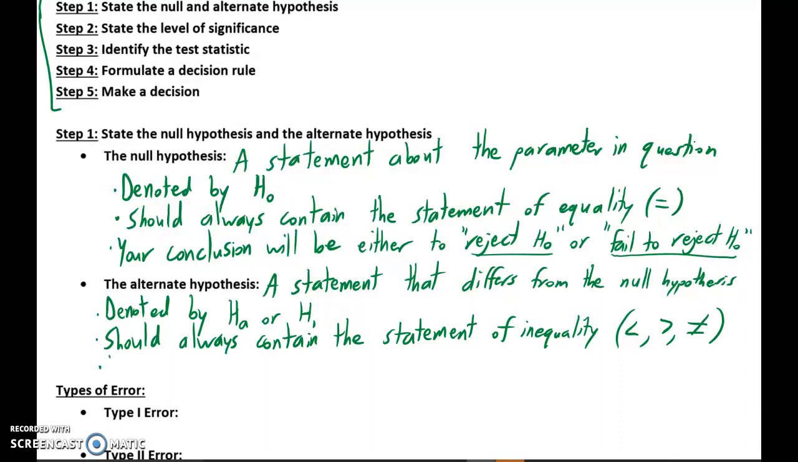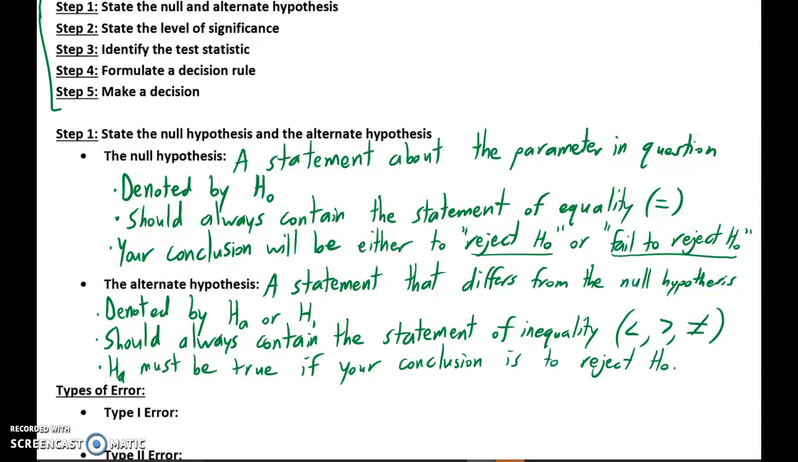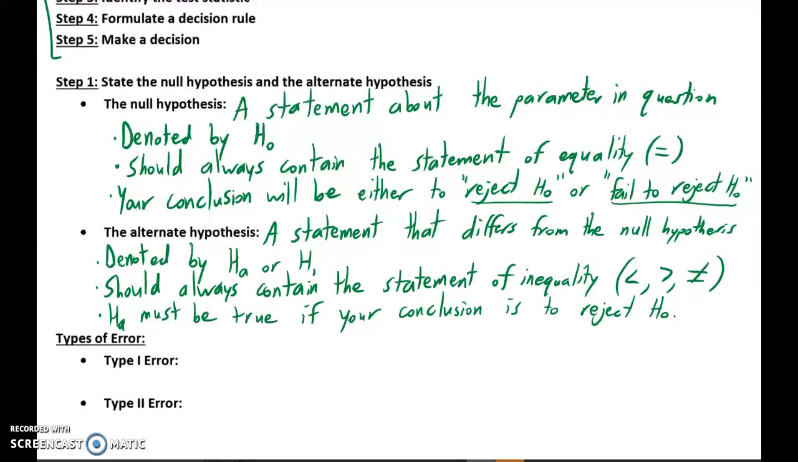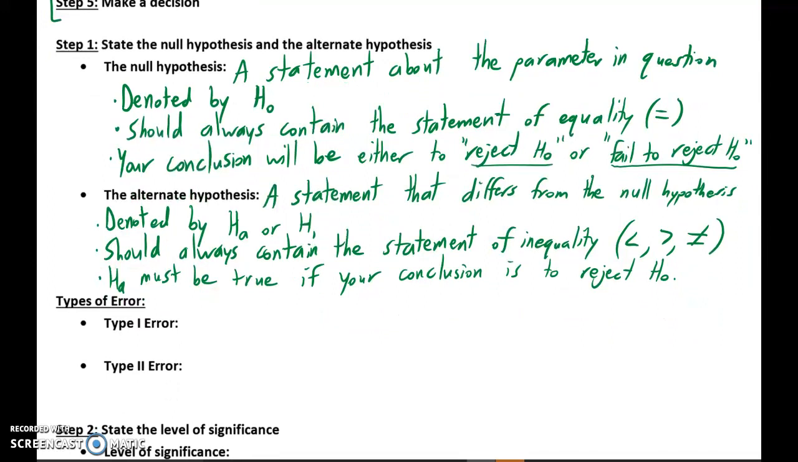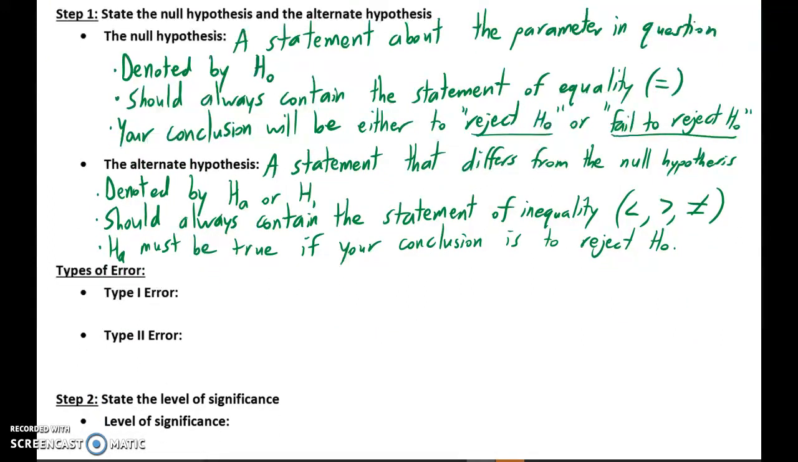Okay? And then we're going to assume that the alternate must be true for the most part if your conclusion is to reject the null. If you decide to reject the null, you're basically saying that you have evidence that the alternate is true. Now, it might not necessarily be true, and that's where we get into types of error. There are type 1 errors and type 2 errors. A type 1 error is what happens if you reject the null when it is actually true.